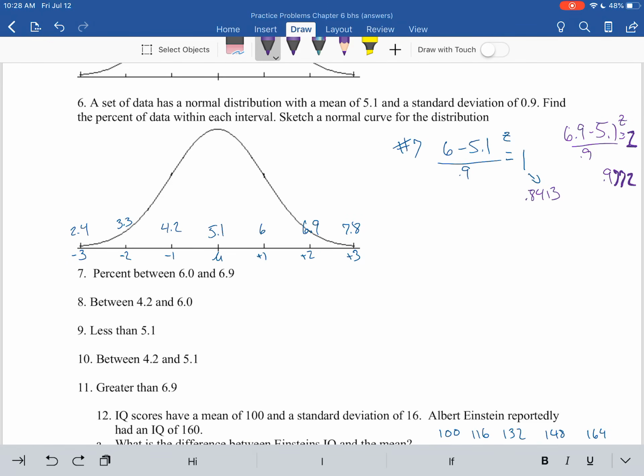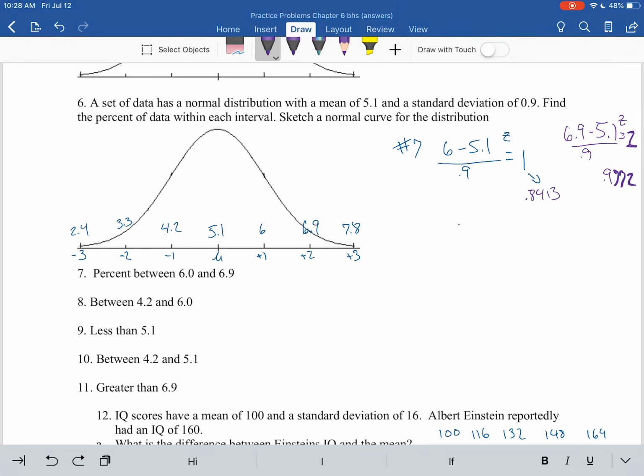So we know the cumulative probability from 1 and the cumulative probability from 2, all the way, remember, in the back of the book there. When we subtract these values, we're only left with what's in the middle here, which is the value from 6 to 6.9, which is what we are looking for from the problem.